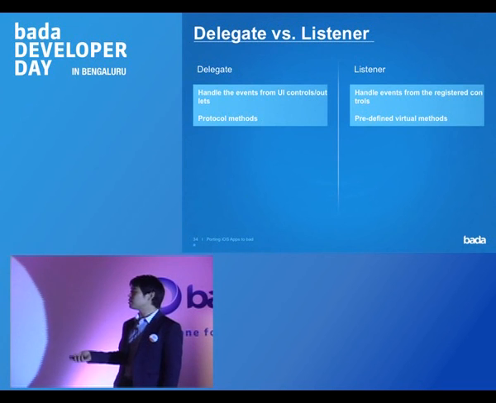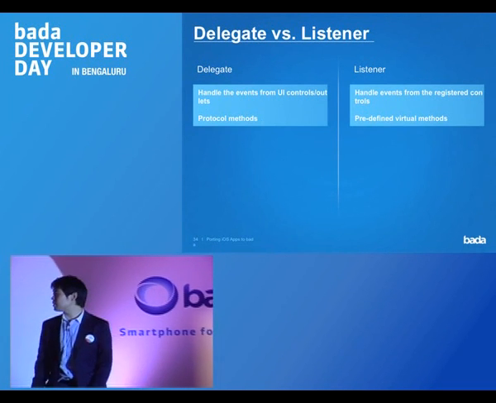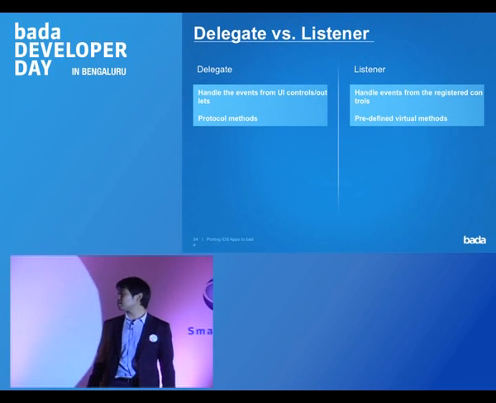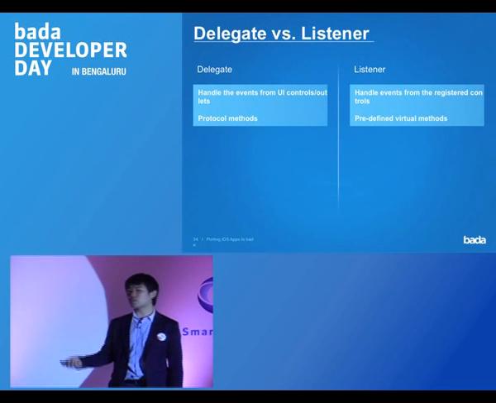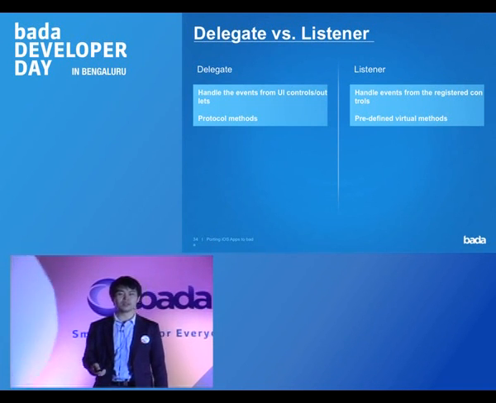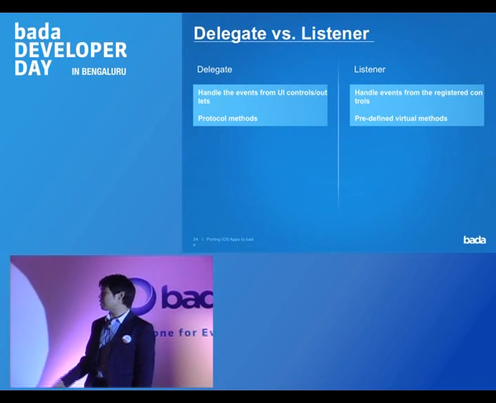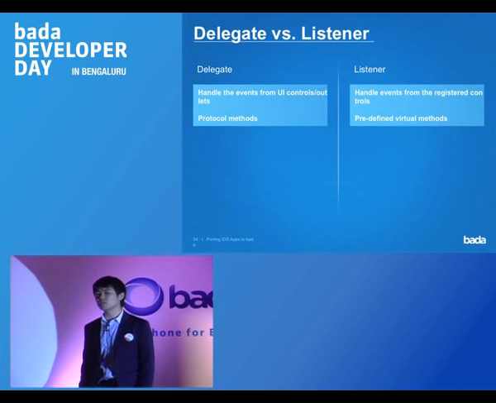So its name is different. Delegate, listener. Delegate also handles events. Also, the listener also handles events. And delegate may have protocols and may have another method way to handle maybe the UI outlets and other components. And listener has predefined virtual functions.